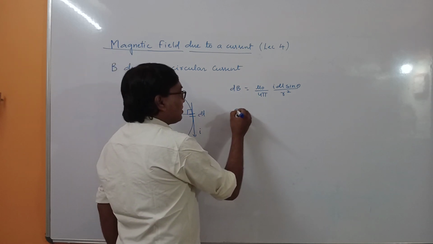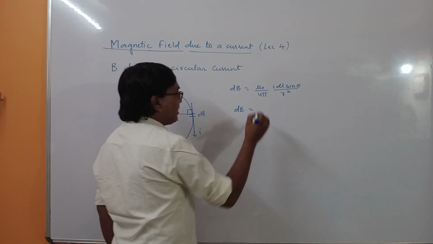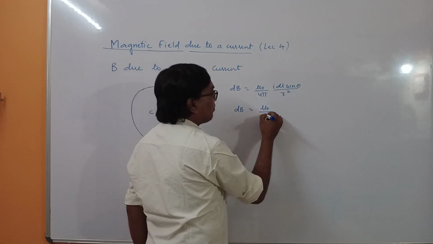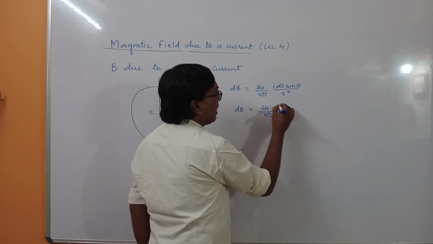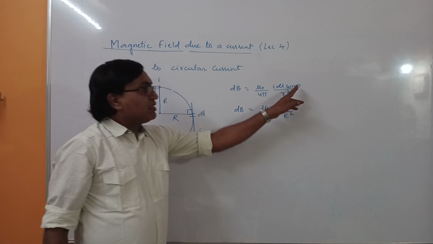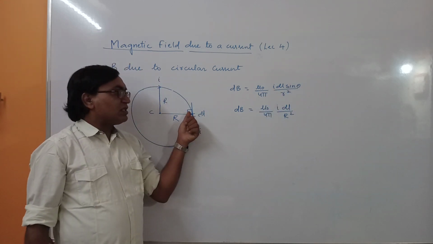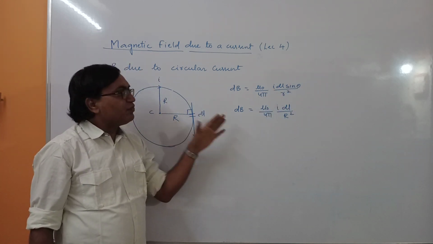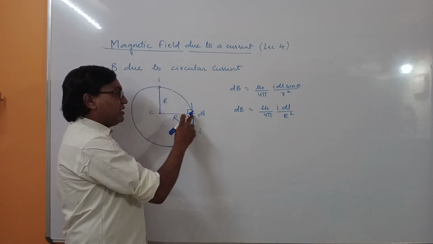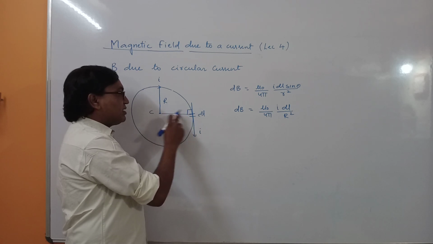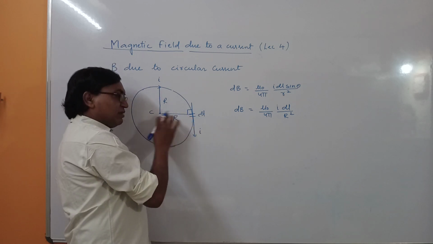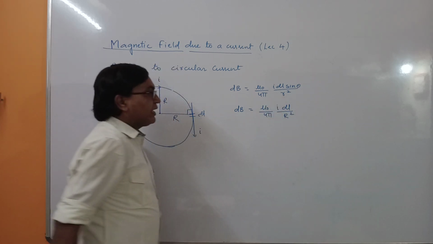So dB is equal to mu naught by 4 pi into I dl upon r square. Sin theta has become 1 because theta is 90 degrees, so sin 90 is 1. And the perpendicular distance from the current element is small r, which is nothing but the radius of this loop, so r square.